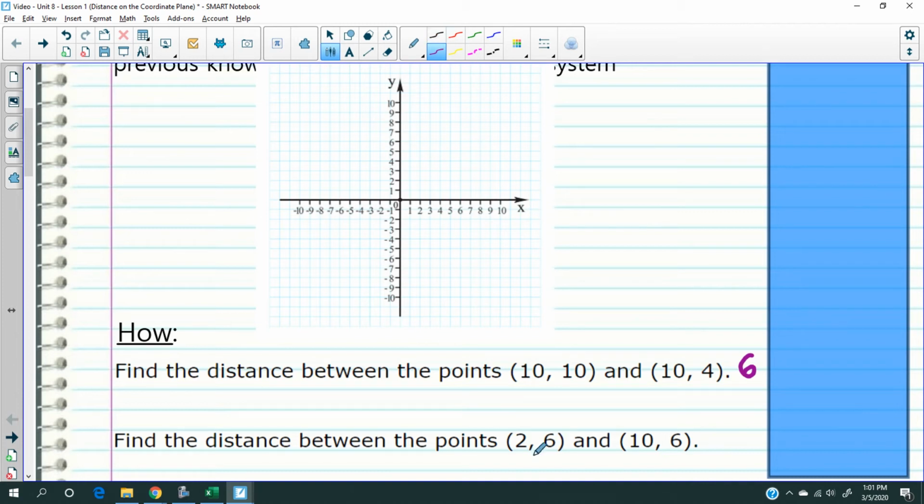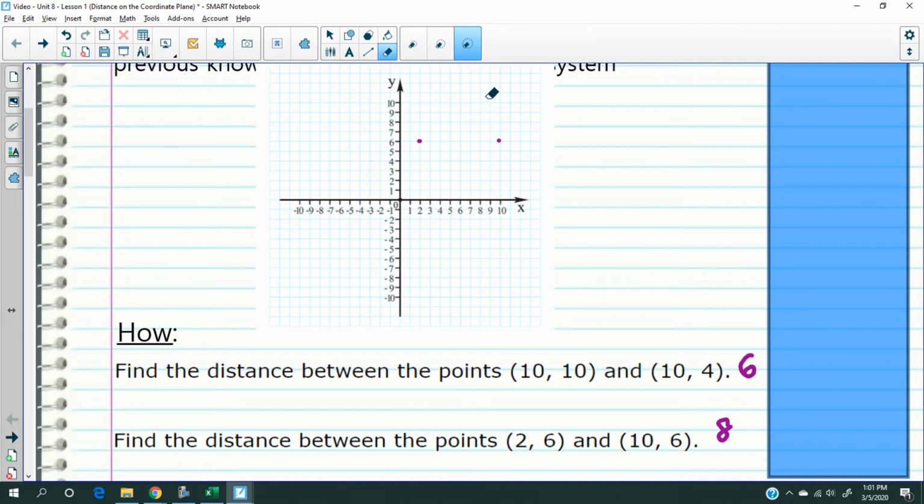Now let's see. Find the distance between 2, 6 and 10, 6. So let's go 2 to the right, 6 up, and then 10 over, 6 up. Now, you notice how we have a horizontal line, whereas the last one was vertical. Horizontally, it doesn't matter how far apart they are. 1, 2, 3, 4, 5, 6, 7, 8. So they're 8 units apart. And that's it. That's how you do it.